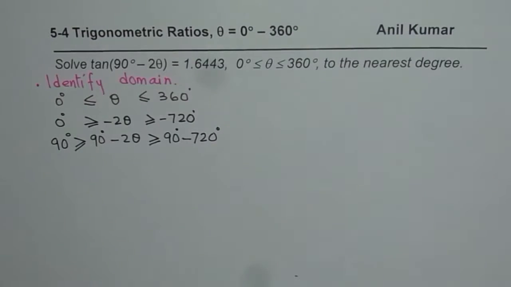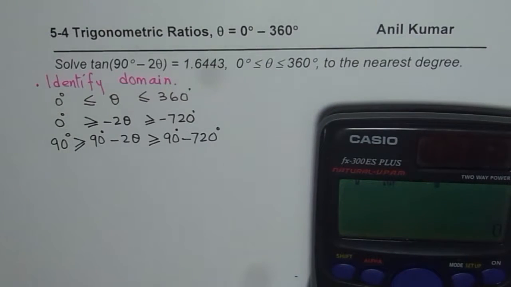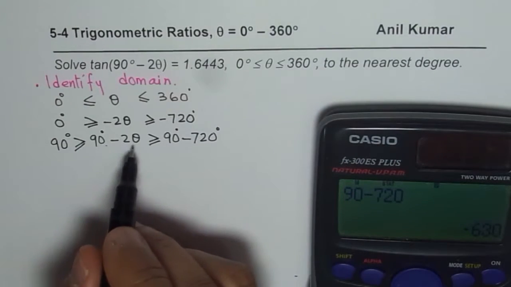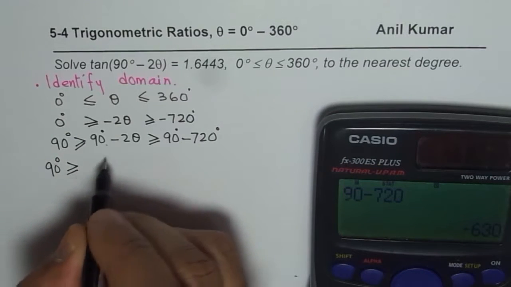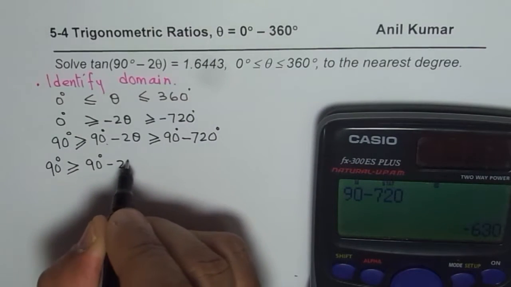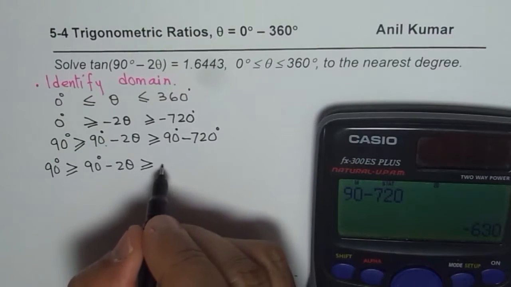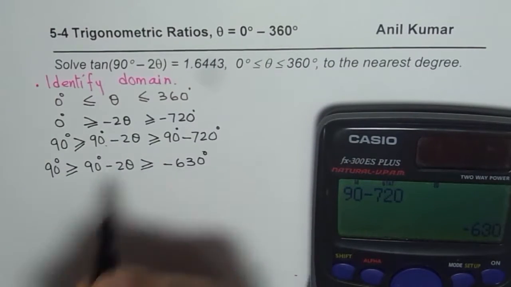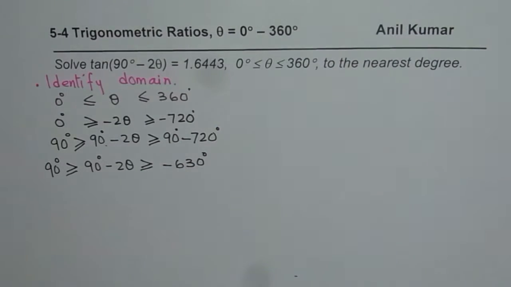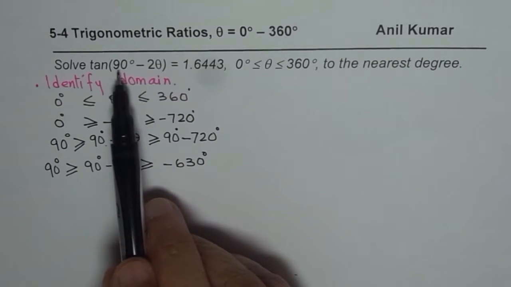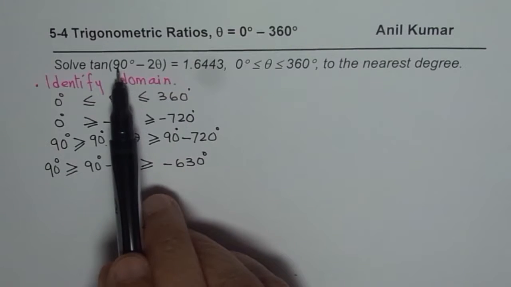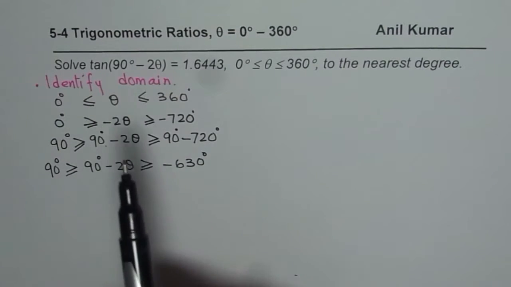So let's do our maths. We'll do 90 degrees minus 720. What do we get? 90 minus 720 gives you minus 630, right? So we added 90 to each. Now the expression is 90 degrees is greater than 90 degrees minus 2 theta, which is greater than or equal to minus 630 degrees. I hope these steps are absolutely clear. So whenever you have this kind of question, first identify what should be the domain for the transformed angle given to you.